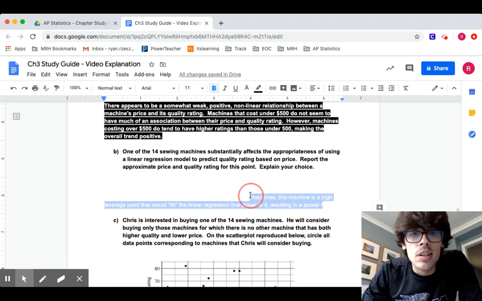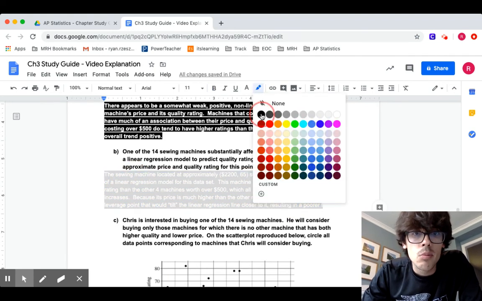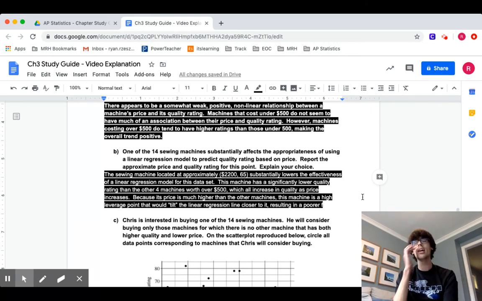So with all my wordiness there, this is a good answer that I typed up that would get full credit for this question. You identify the points and you talk about why it is not following the overall pattern, why it makes it a curved data set, and what it's going to do to the line of best fit. And the big thing is that it's going to pull the line towards it, which messes with the predictions for all the other points.